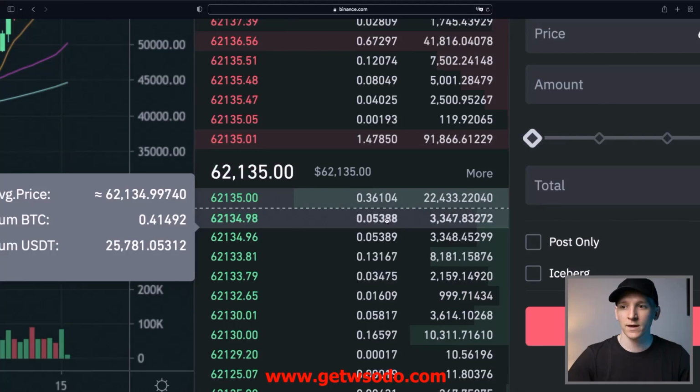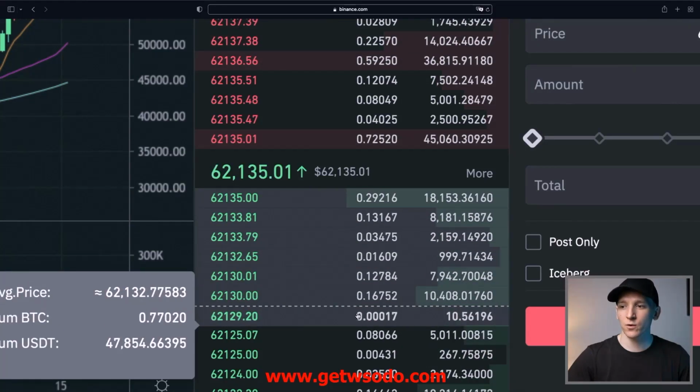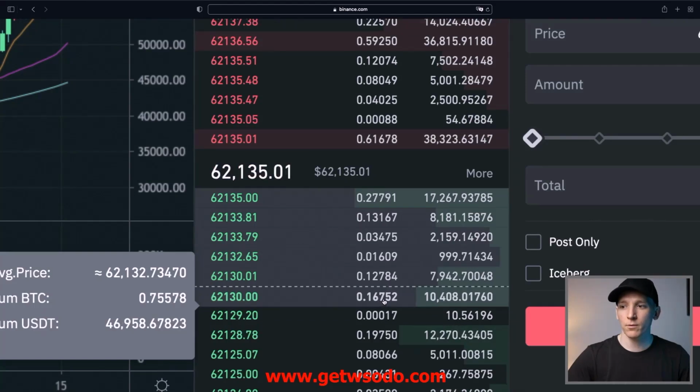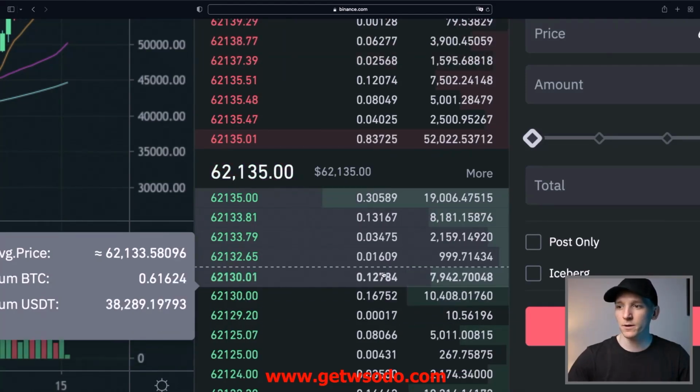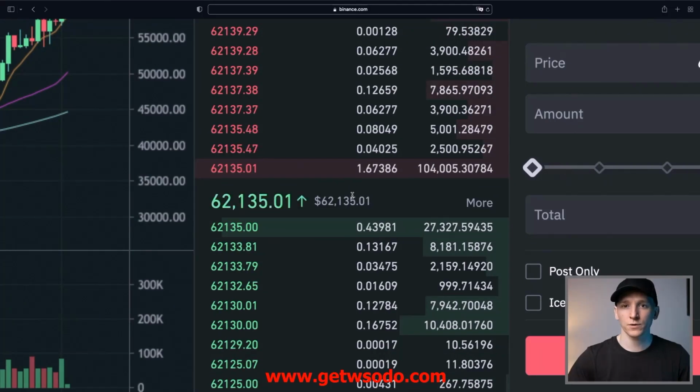So we can see down here that there's actually quite a big buyer at 62,130. He wants to buy 0.16. That's actually not that much, but you can see that changing all the time, right? So this will change, the volume and the price will change over time.